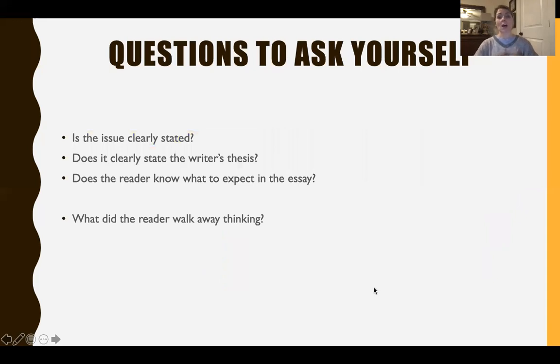Questions to ask yourself as you complete your introduction. Is the issue clearly stated? Do you have a clear purpose in your argument? Do you have a clear thesis statement? Where is it? If you can't locate it in the introduction and it's not at the end, then that's something you need to revisit. Does the reader know what to expect in your essay? And what did the reader walk away thinking?